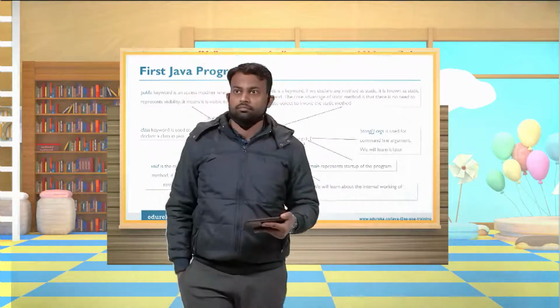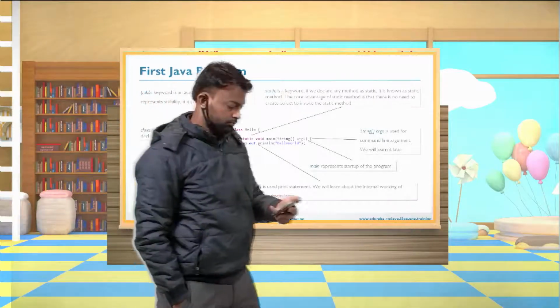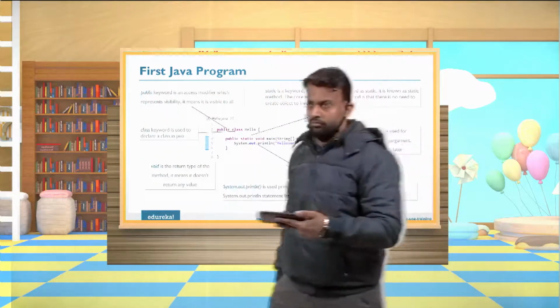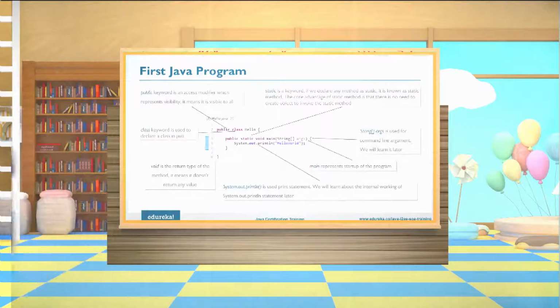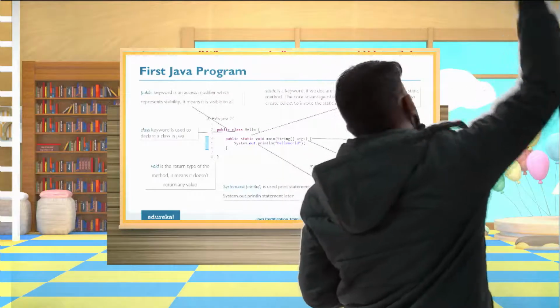Then we have main, which represents the startup of the program, which I already mentioned. Then we have System.out.println, which is nothing but the print statement. As I mentioned, everything could be thought of as a class. System is a class, out is an instance variable, and println is a method within out. So you don't have to think much about it. Just to understand the structure of it, just to understand how a particular class is written, this is what we have. This is how we write a class, right?